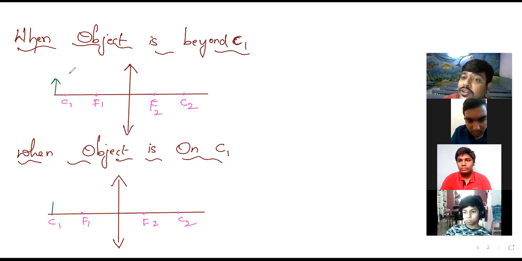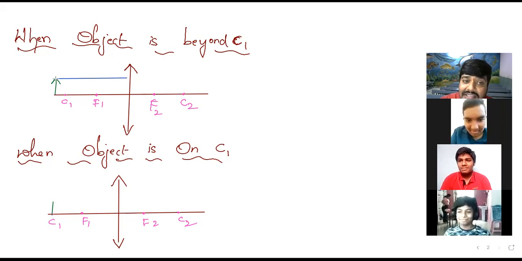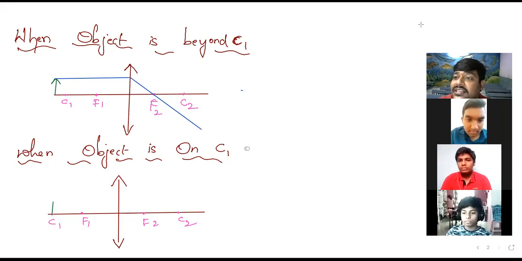Let us see. To draw the ray diagrams, we need to know the basic rays, right? To draw the ray diagrams, we need basic rays. First, I am taking R1. R1 is nothing but any ray which is parallel to the principal axis, after touching the curved surface, passes to the focal point. This is R1, and you need to take the second ray.